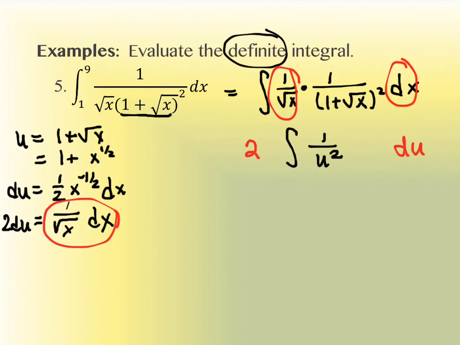U is supposed to equal 1 plus square root of x. That's this piece. That's this piece. But that quantity is squared. So in the denominator, I have that same quantity, which we're now calling u, and I have it squared. So I'm going to rewrite it one more time before we deal with it. This is 2 times the integral of u to the negative 2 du.